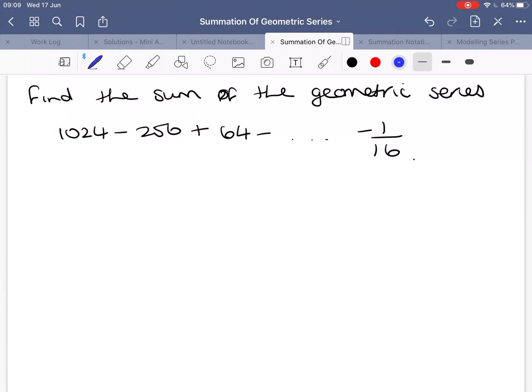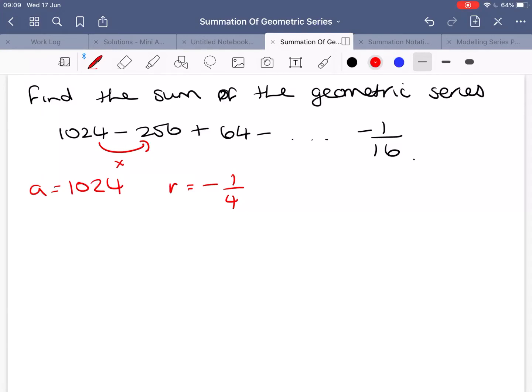Okay, so let's have a look at another one. Find the sum of the geometric series here. We've got exactly the same problem, it's just a different series. So again, our a is 1024. Now, what's the r going to be? 1024 times what makes minus 256? Well, we know it's got to be negative because we took a positive number, multiplied it by something and got a negative number. And it's going to be times a quarter. So my common ratio is minus a quarter.